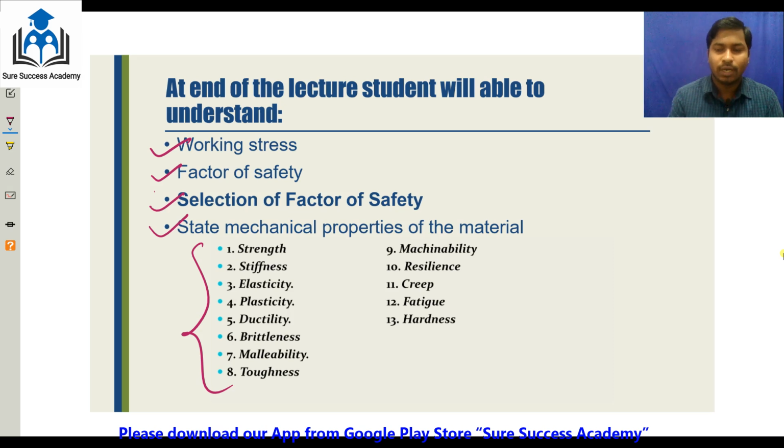As designers you have to know the strength, stiffness, elasticity, plasticity, ductility, brittleness, malleability, toughness, machinability, resilience, creep, fatigue and hardness. These are some 13 mechanical properties. We will discuss each one by one.